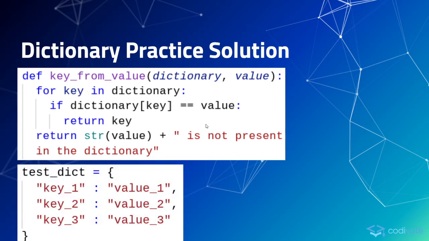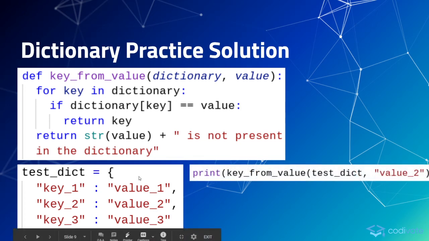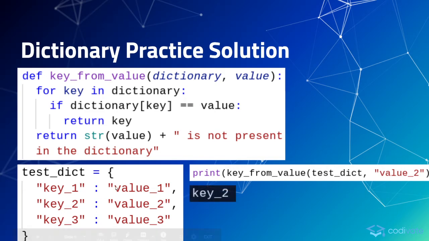As usual, always a good idea to test our code. We created our test dictionary, testdict, and we gave it a few keys and values. Let's do a function call where we actually have the value in the dictionary. Print key from value, test dictionary, which is the dictionary you want to look through, and we are looking for value 2. Well, the key that has value 2 is key 2, and it correctly prints key 2.